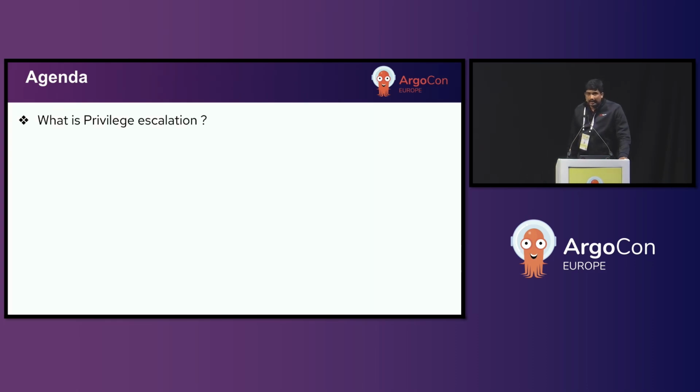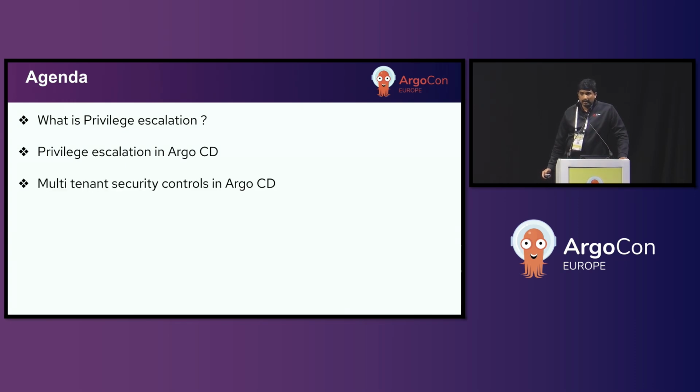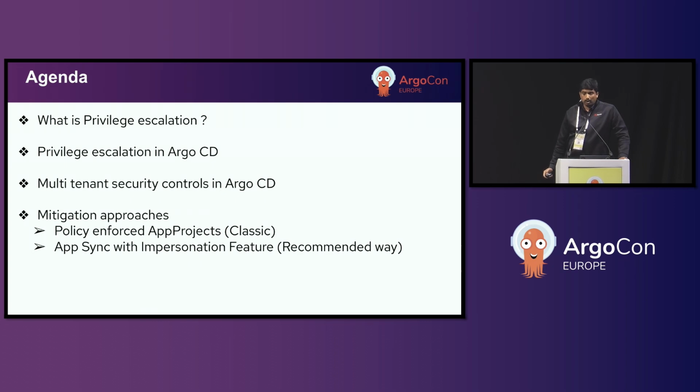First thing is, let's understand what a privilege escalation is. Then we'll have a look at what we mean by privilege escalation in Argo CD. Then we look at various multi-tenant security controls that we have in Argo CD and how we can tweak them to mitigate the privilege escalation issue. Then we look at the mitigation approaches. We have two approaches here.